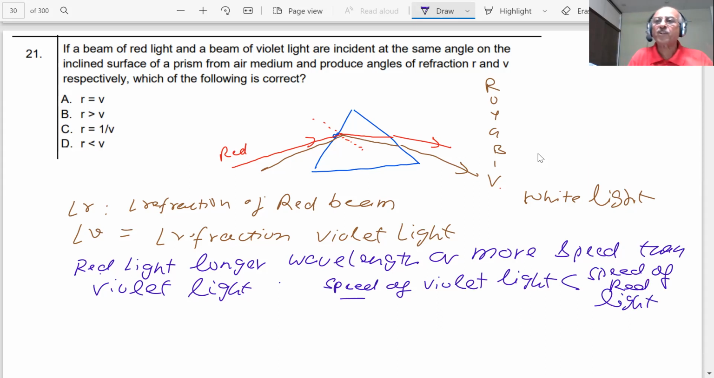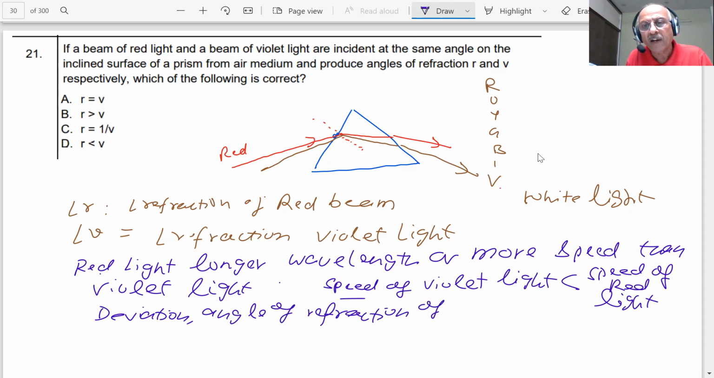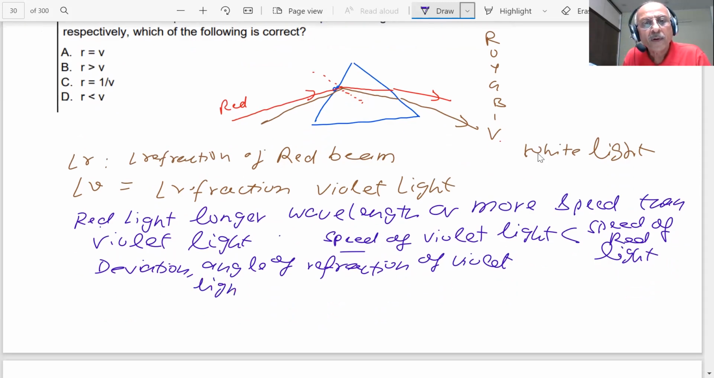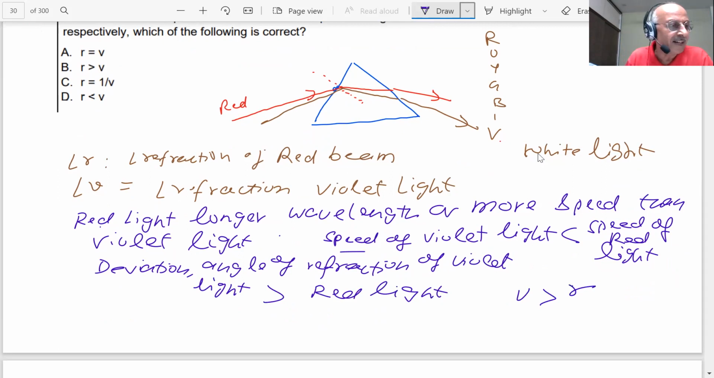because it is a refraction. When light is passing from one medium to another, it suffers a refraction. So the angle of refraction or the deviation will be more. Therefore, the deviation or angle of refraction of violet light will be more than that of red light. Or what we are saying is that V will be greater than R, student.